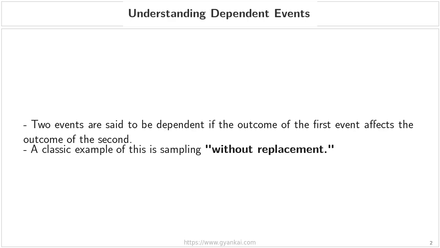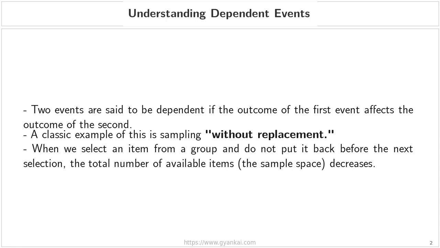A classic real-world example of this is a process called sampling without replacement. To visualize this, imagine you are selecting an item from a group, like a marble from a bag, and once you've picked it, you do not put it back before making your next selection. Because that first item is gone, the total number of available items, which we call the sample space, decreases.